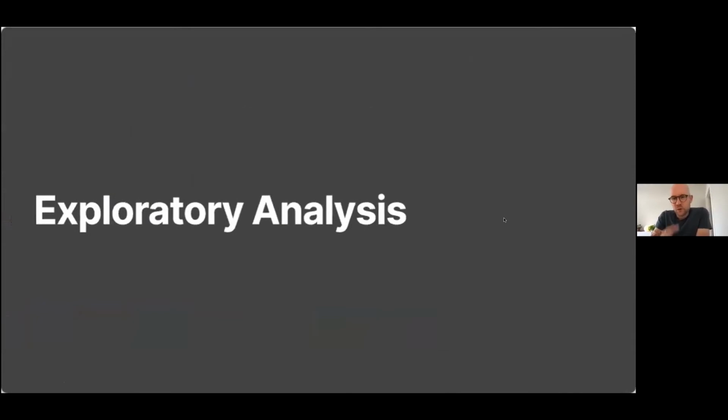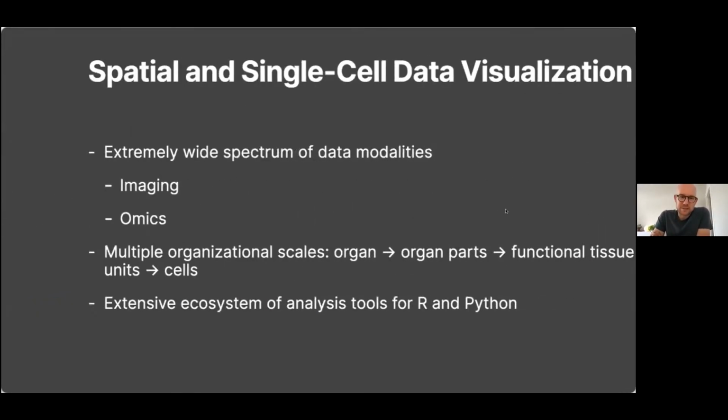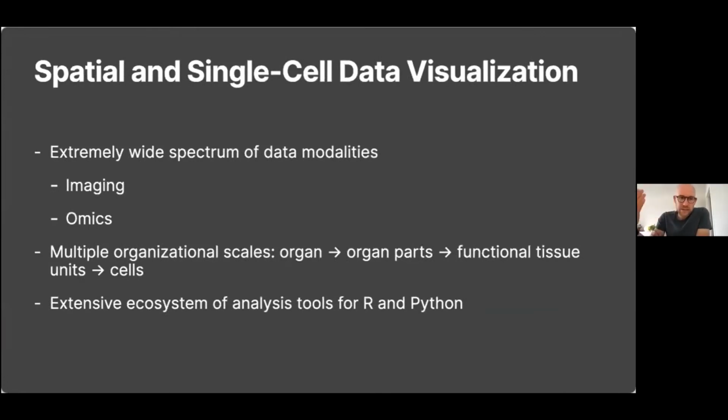Okay, so what do we do for exploratory analysis, and what do we need to do if we want to visualize this kind of single cell data? So in spatial and single cell data visualization, one of the major challenges is we're dealing with an extremely wide spectrum of data modalities. So what are data modalities? For example, images are a specific type of data modality. You can generate images by using optical microscopy and, say, fluorescence markers.